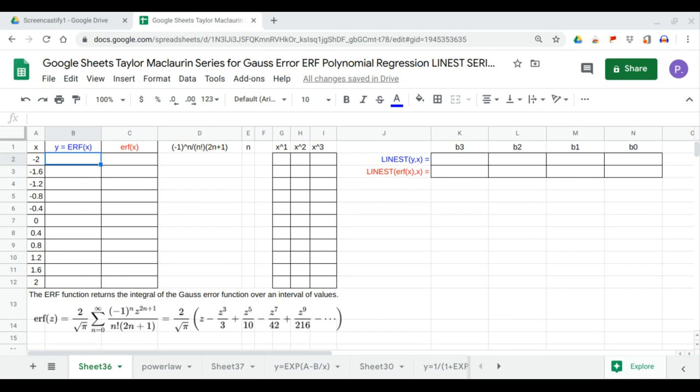In this video we will use LINEST and SERIESSUM to generate the ERF function, the data set of the ERF function, and apply regression, the best fit regression. So here we have an ERF function, which returns the integral of the Gauss error function over an interval of values. So we generate the function over the values of -2 to +2 over x.